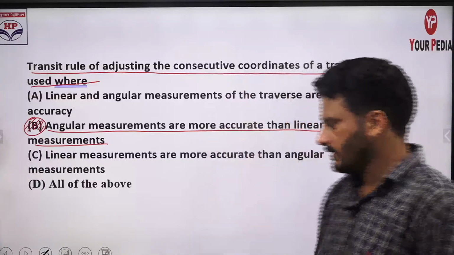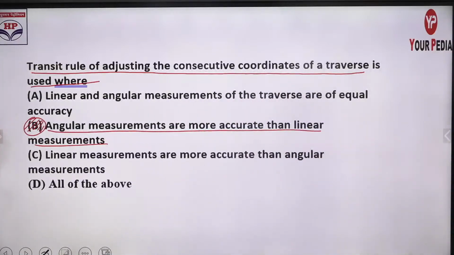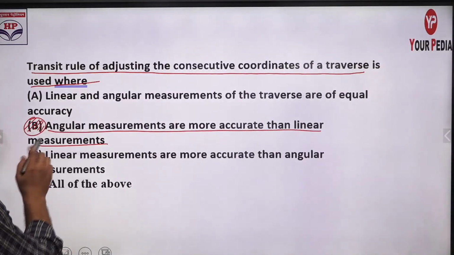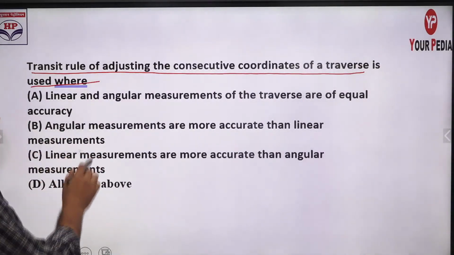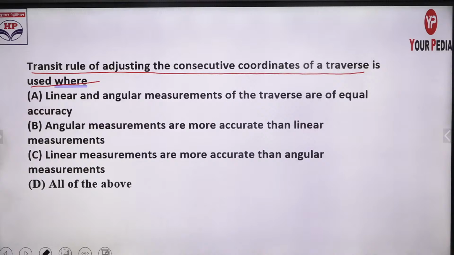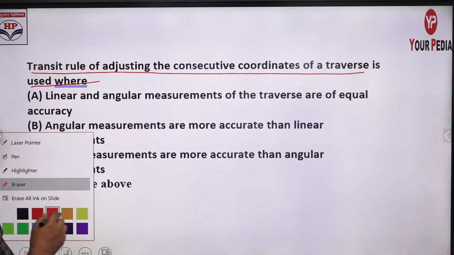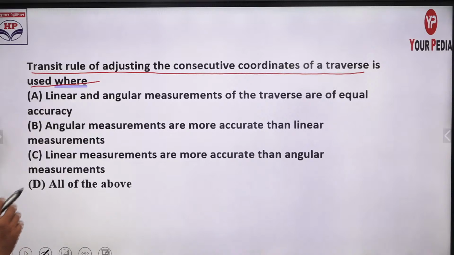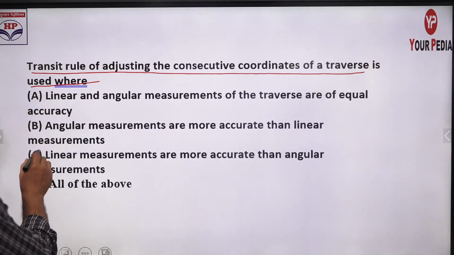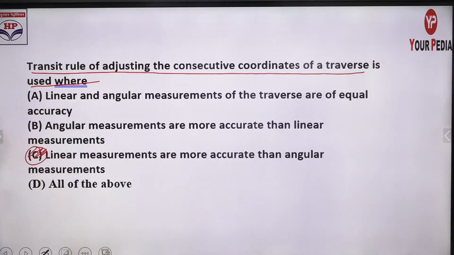Yes, Rajashekar. Very good, Rajashekar. Basically, I just want to know the number of students who are active in the group, and most students are just listening, just seeing the things. Just have a look at the question, guys, and try to solve. Option B will be the answer in case of the Bowditch rule, but in case of the transit rule, angular measurements are more accurate than linear measurements. That is good, fine.